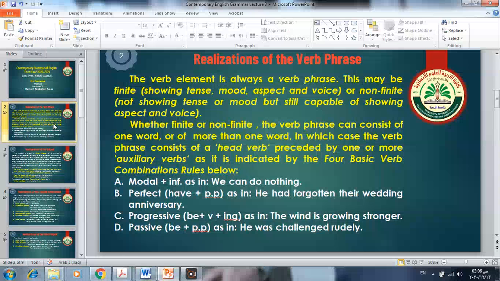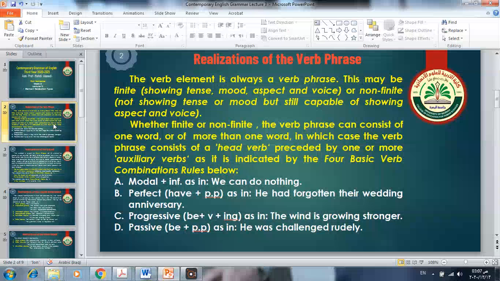Whether finite or non-finite, the verb phrase can consist of one word or of more than one word, in which case the verb phrase consists of a head verb preceded by one or more auxiliary verbs, as indicated by the four basic combination rules below. The first rule is the rule of the modal auxiliaries. So we have a modal auxiliary plus an infinitive, as in we can do nothing.